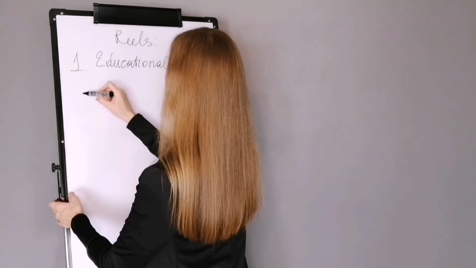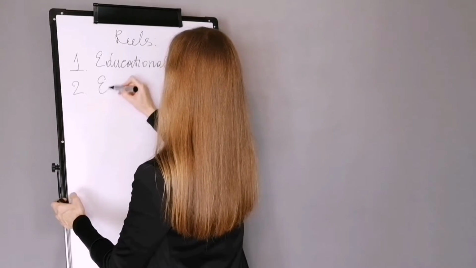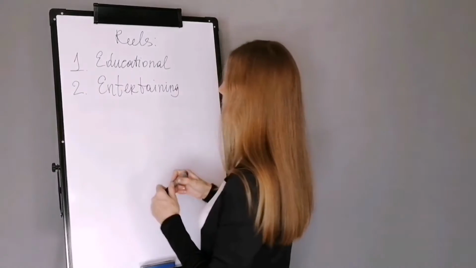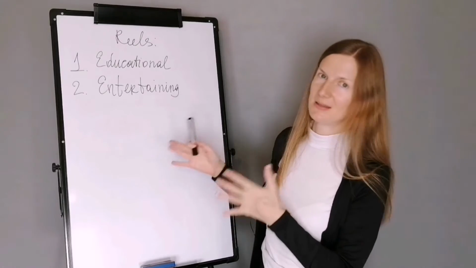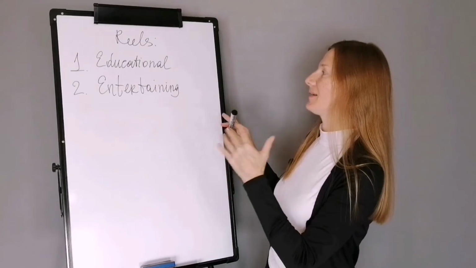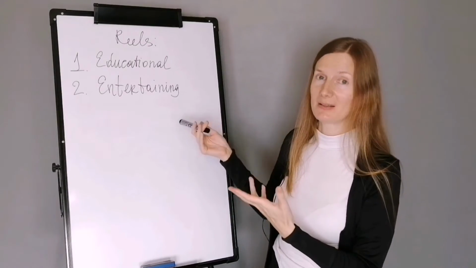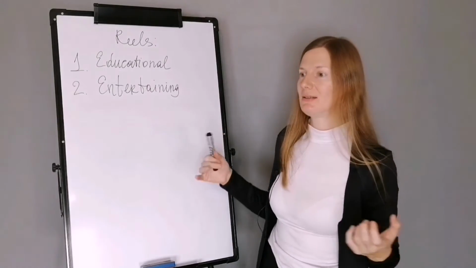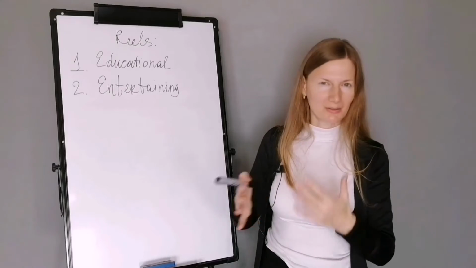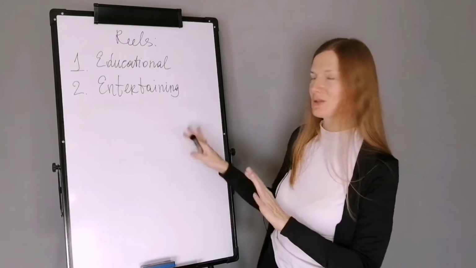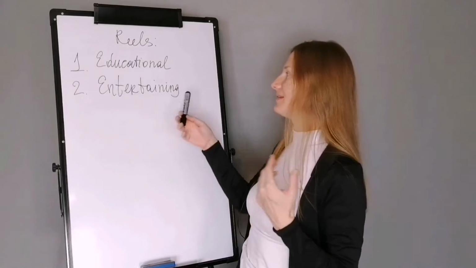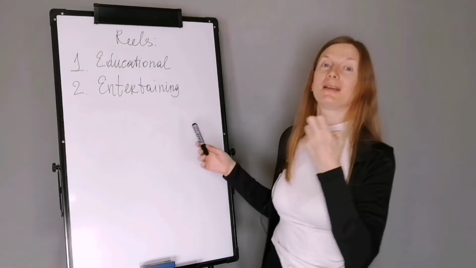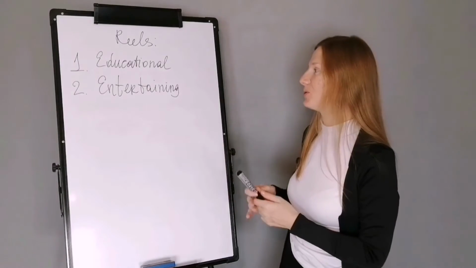The second type is entertaining. So it can be something behind the scenes, but somehow it should be related to your main topics. Because sometimes people have a completely serious account and then suddenly it's pure comedy, which is not related to the content, and then it looks a little bit foreign. So make sure it is entertaining, but still it is relevant to your account.